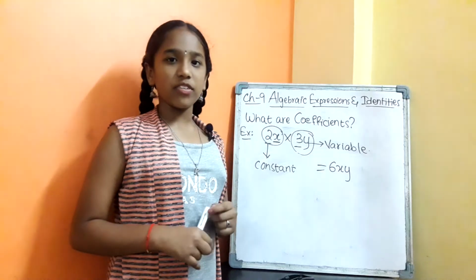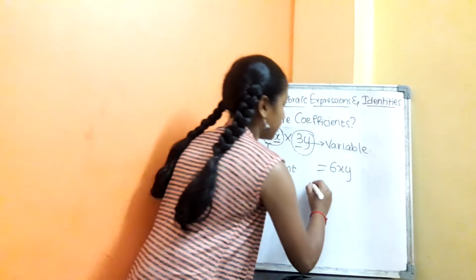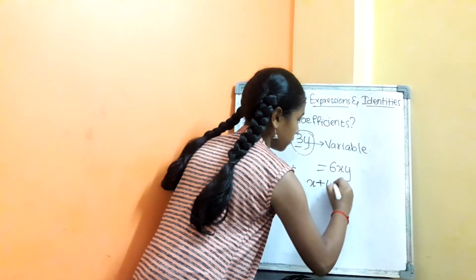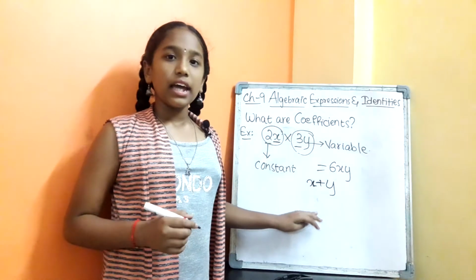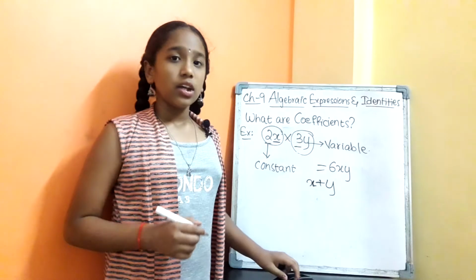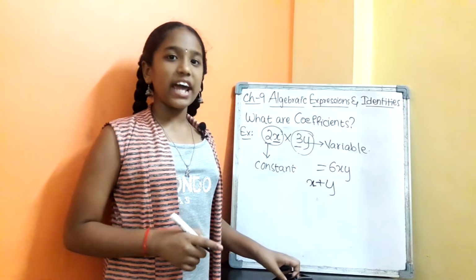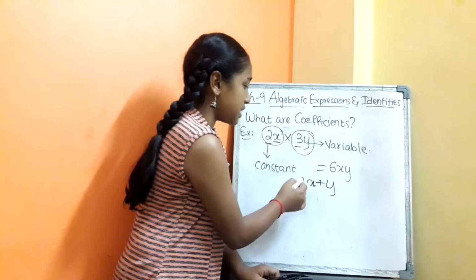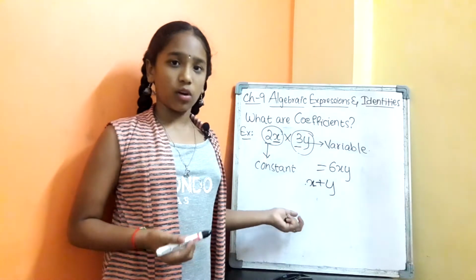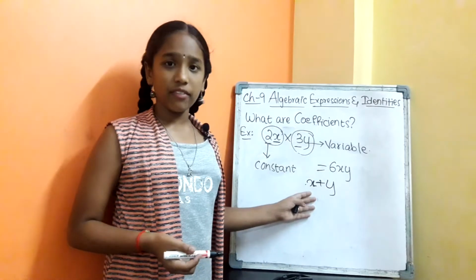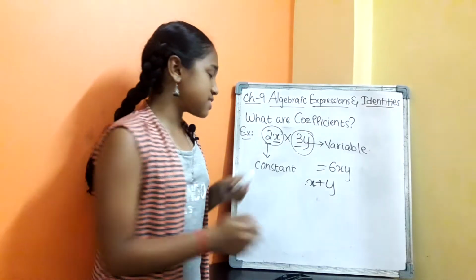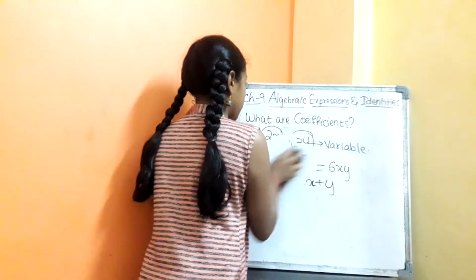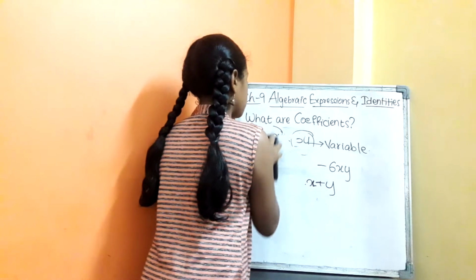So I know many of you will get doubt if it is written like x plus y. In this case, you have to take 1 as the coefficient, as there is no number or no constant in front of the variable. Okay. Next, let's see what are monomials, binomials and trinomials.